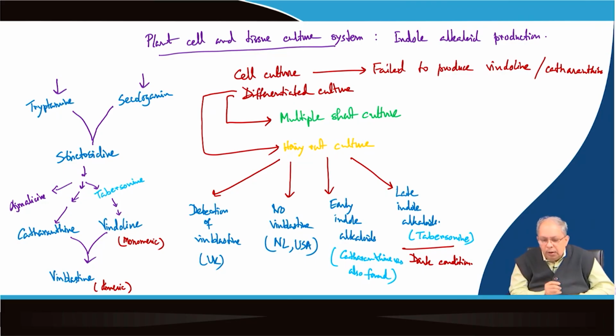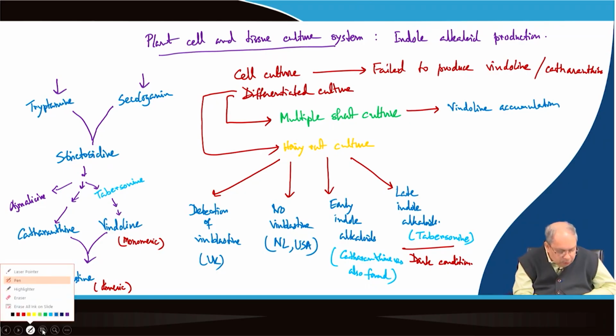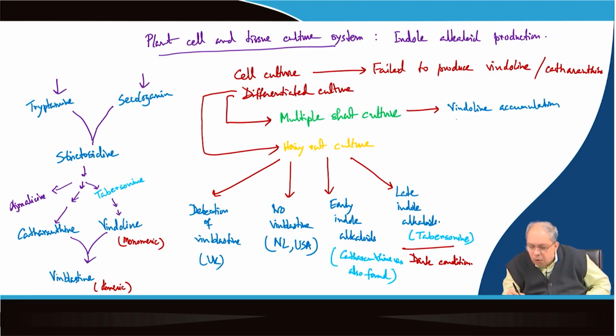Now, let us see what is happening with the multiple shoot cultures. So, the multiple shoot cultures appear to be a very promising system, and here scientists have detected vindolin accumulation in substantial amount, and not only that, one of the multiple shoot cultures also reported vinblastine accumulation in this multiple shoot culture.